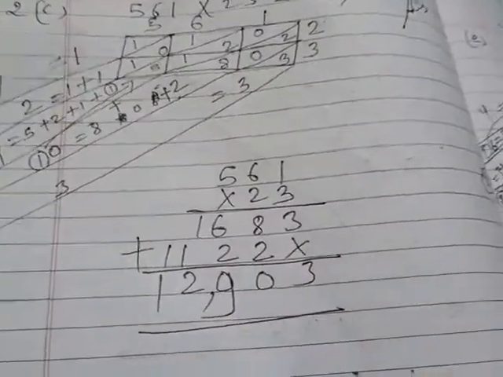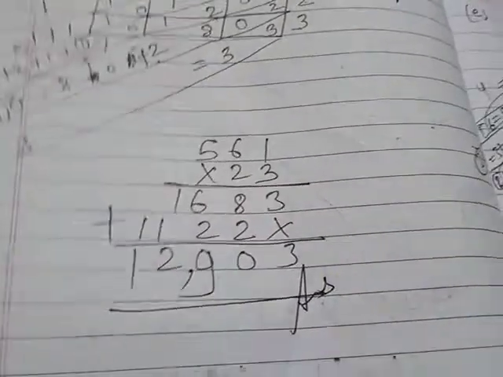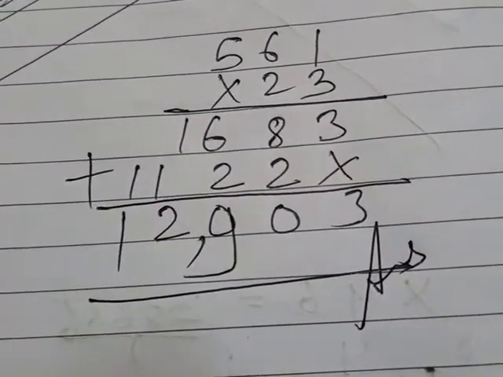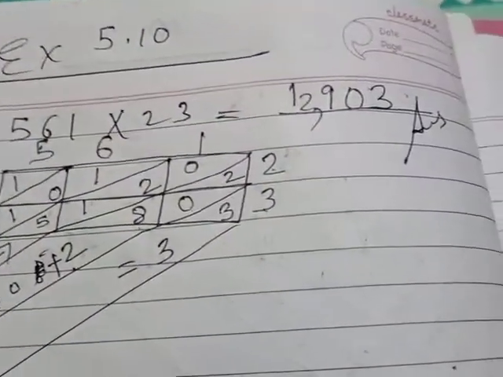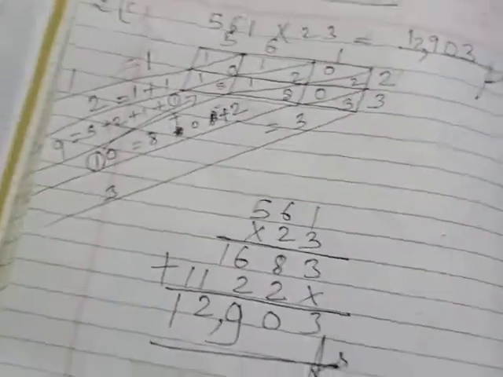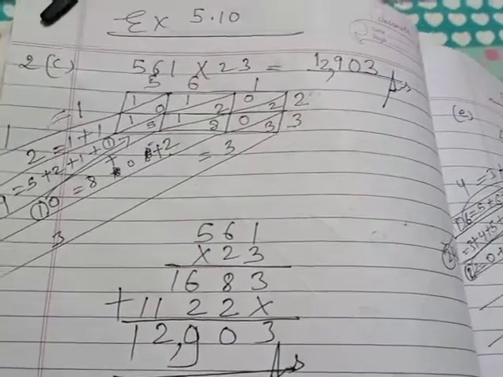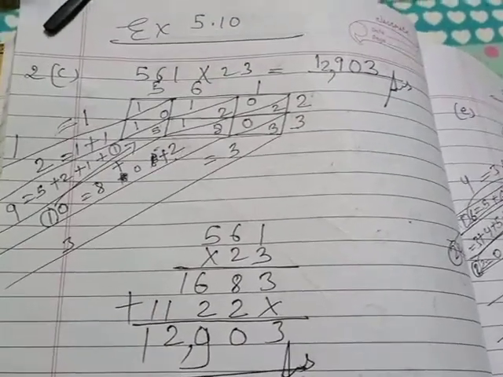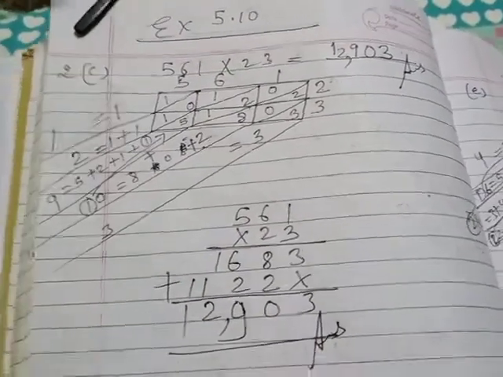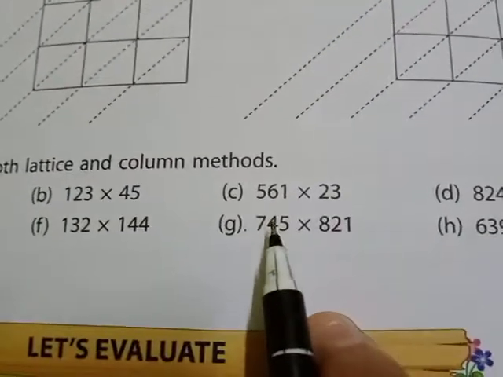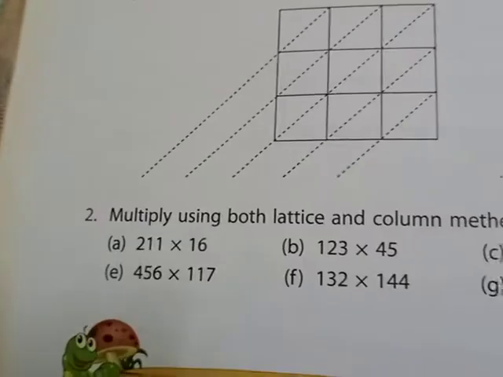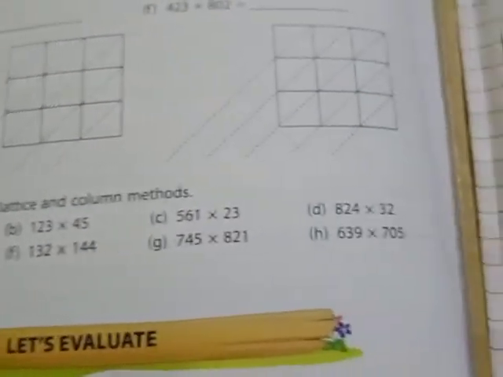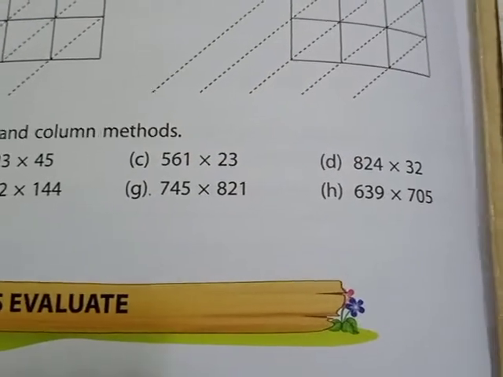So your answer is 12,903. In the column method also 12,903, and in the lattice method also 12,903. This means that your solution for question number C is exactly correct. Clear? Now we'll move forward to the next question. I told you that C and G I will solve, and the remaining A, B, D, E, F and H are to be done by you all on your own.